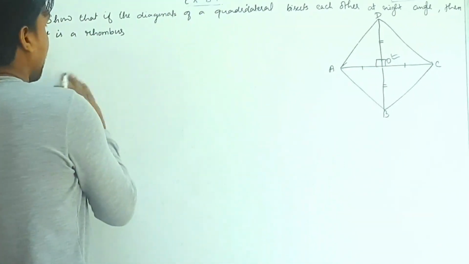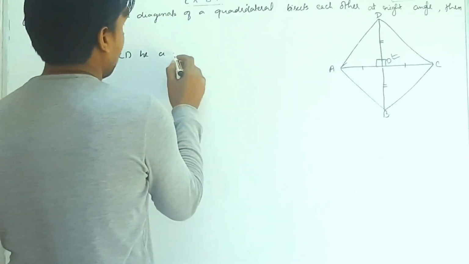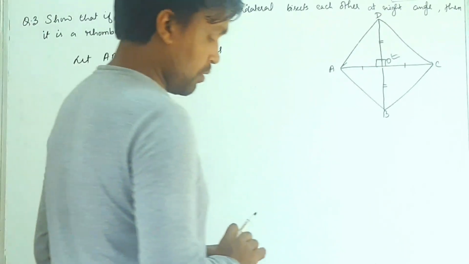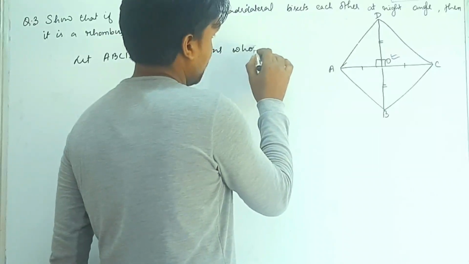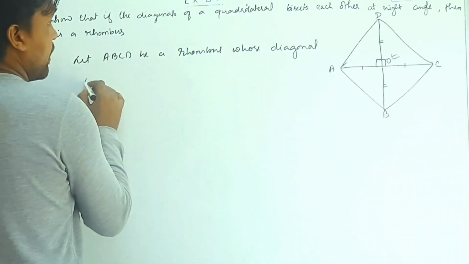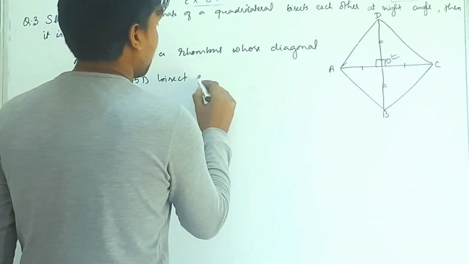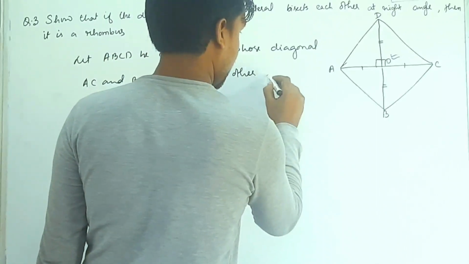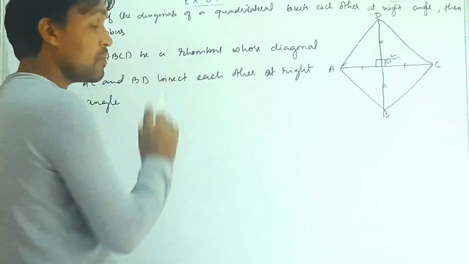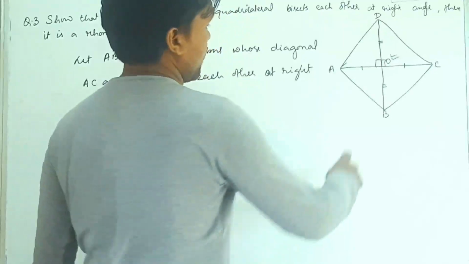So let's assume, let ABCD be a rhombus whose diagonals AC and BD bisect each other at right angles. Okay dear students, at right angles. So they are bisecting each other at right angles, that means this angle and this angle are 90 degrees. All these angles will be 90 degrees.